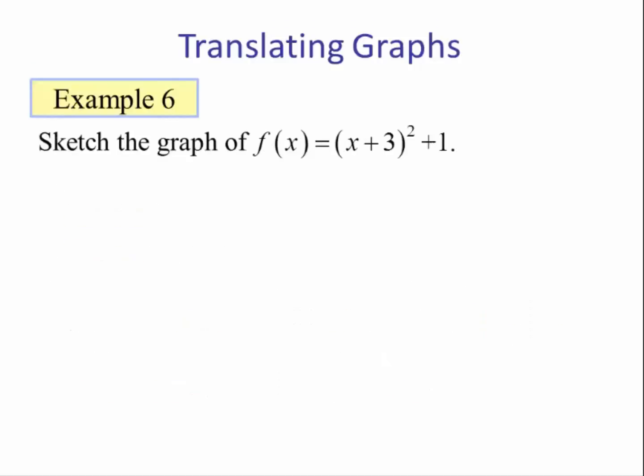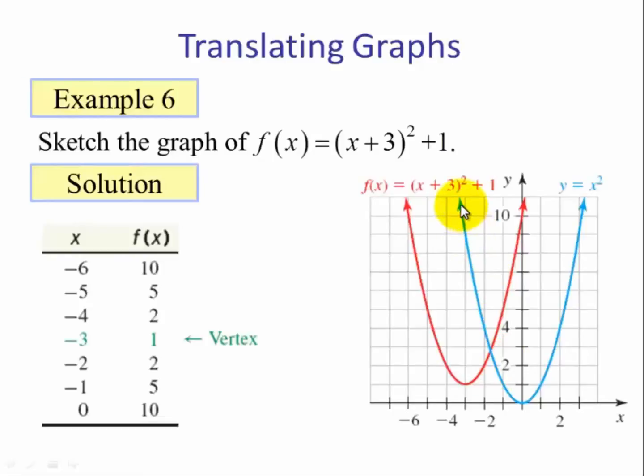Example 6. Sketch the graph f of x equals x plus 3 squared plus 1. In this case, h is a negative 3, a is a positive 1, and k is a positive 1. So solution? So here's the basic x squared graph. And since a is positive, it's not going to have an effect for the new graph. But h is a negative 3, so it's going to go 3 units to the left. And k is a positive 1, so now our new vertex is at negative 3, 1. And this is verified by the table of values here.